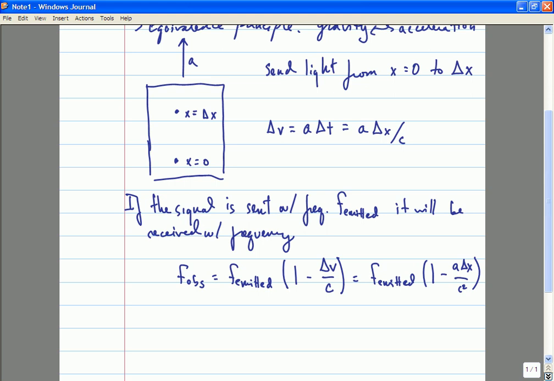Okay, so I haven't done anything here except consider the Doppler effect for an accelerating elevator. Now, let's use the equivalence principle. And so we know that the effect of acceleration, of being pulled in the vertical direction behind this rocket ship with some constant acceleration a, is identical to that of being in a gravitational field which is pulling you down with an equal gravitational force.